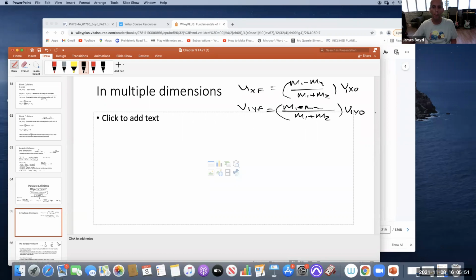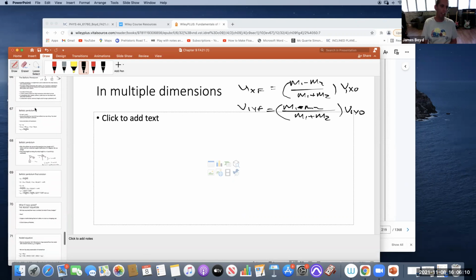V1Y initial, et cetera. You can just break them up, so you can do the change in kinetic energy and change in momentum in X, Y, and Z separately. There is one problem that I want to talk about, and then I want to talk about rockets.